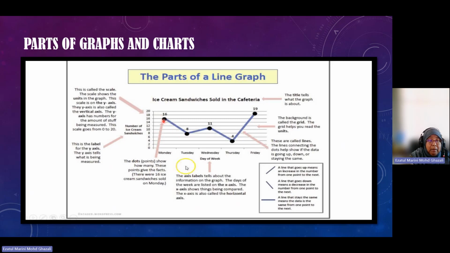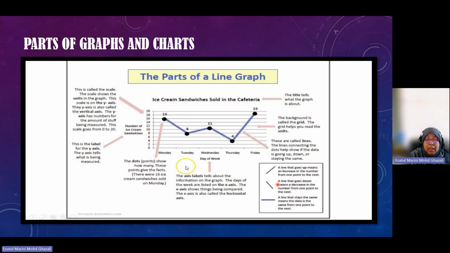For example, if you look at the line graph here, we can say that there were 16 ice cream sandwiches sold on Monday, 8 sold on Tuesday, 11 on Wednesday, 4 on Thursday, and 19 on Friday. Okay, the peak of the sale is on Friday. The highest number sold, the peak, P-E-A-K, is 19 on Friday, and the lowest is 4 on Thursday. All right.